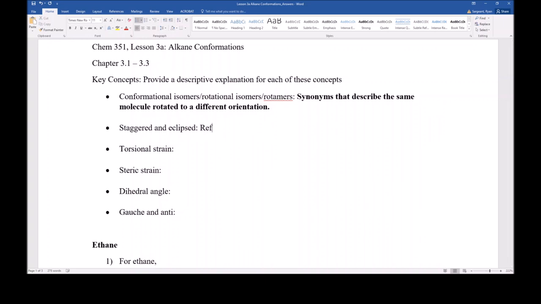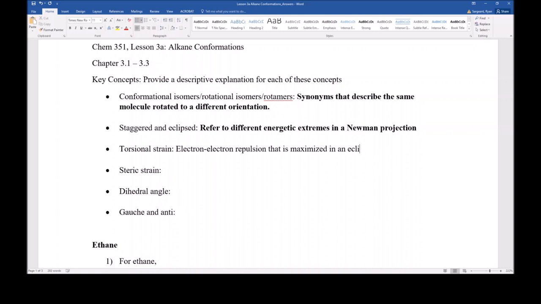Staggered and eclipsed refer to different energetic extremes in a Newman projection. It is possible, though not common, to show a Newman projection where you're neither staggered nor eclipsed. You're somewhere in the middle. Torsional strain is electron repulsion that is maximized in an eclipsed conformation and minimized in a staggered conformation. And I'm done typing that. You can write in minimized in a staggered conformation.